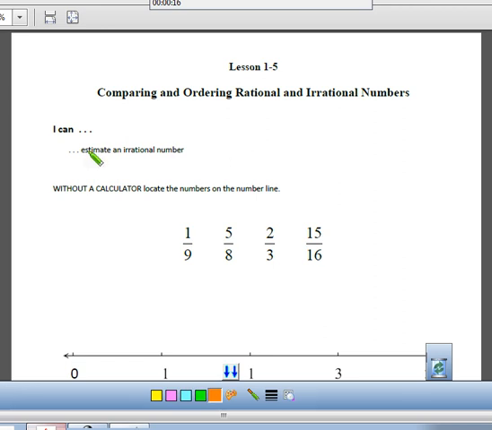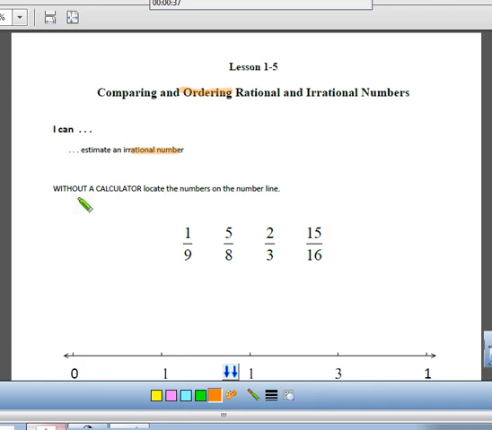The learning target for this lesson is, I can estimate an irrational number. It's not part of the lesson target, but the other thing that we'll be doing in this lesson is ordering both rational and irrational numbers. We'll be putting them on a number line. So let's go ahead and get started.